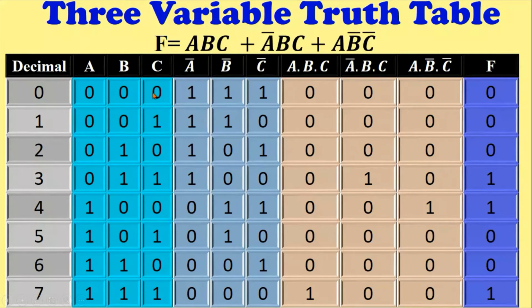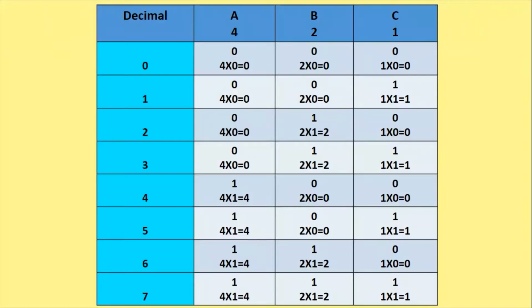The question is how could we fill these combinations of ABC? How could we mention different values 0 1 0 1? There is confusion amongst the students, and a problem in filling these values. So I have a tip for you. In this way you can mention different values.